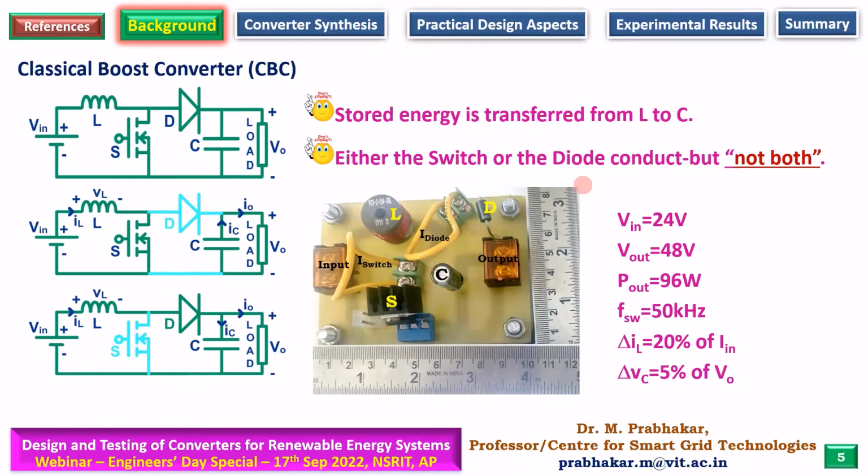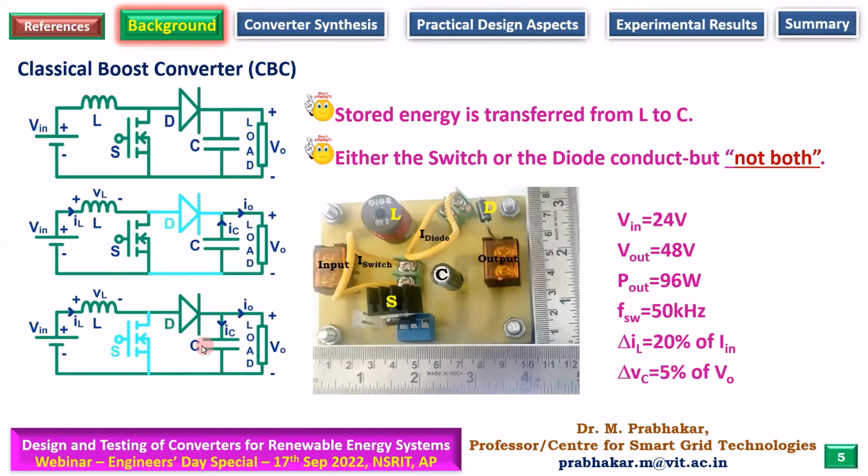Now, just a quick recap of a classical boost converter and its operation. Now, we have a switch, inductor, diode, and a capacitor. When the switch is on, the inductor will store energy, but the diode is going to be off. Therefore, you need to understand that either the switch or the diode only will conduct. Similarly, when the switch is off, the stored energy on the supply is going to charge the capacitor through the diode. So energy is now being transferred from the inductor to the capacitor, and then capacitor to the load, etc.